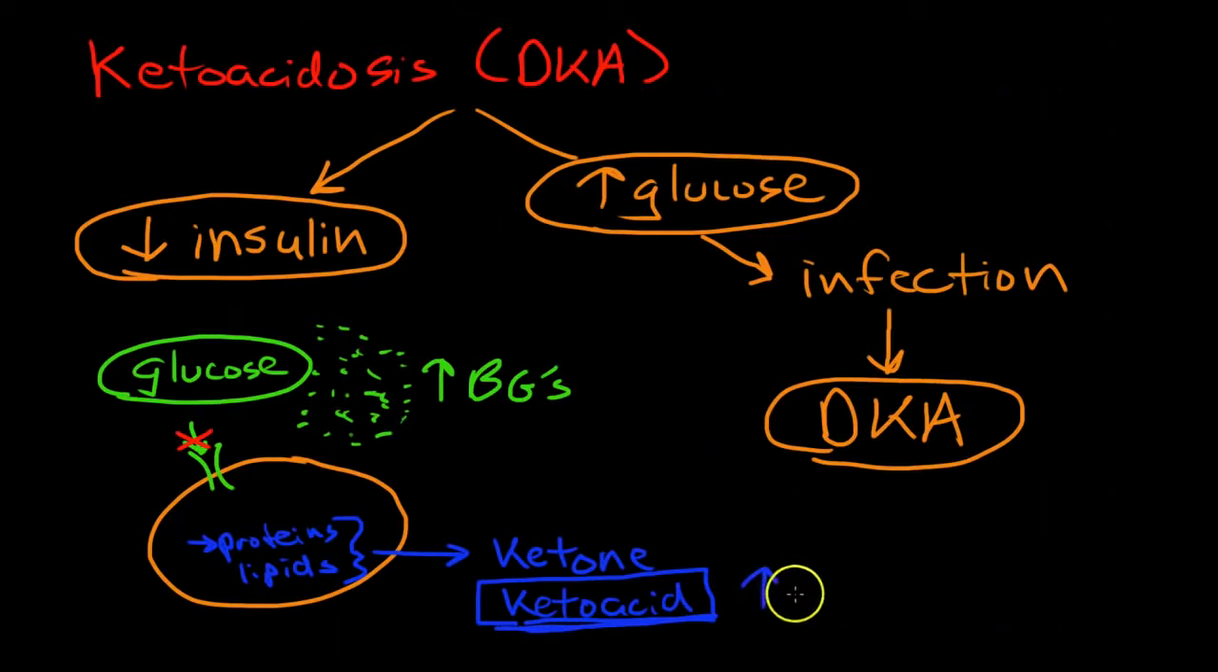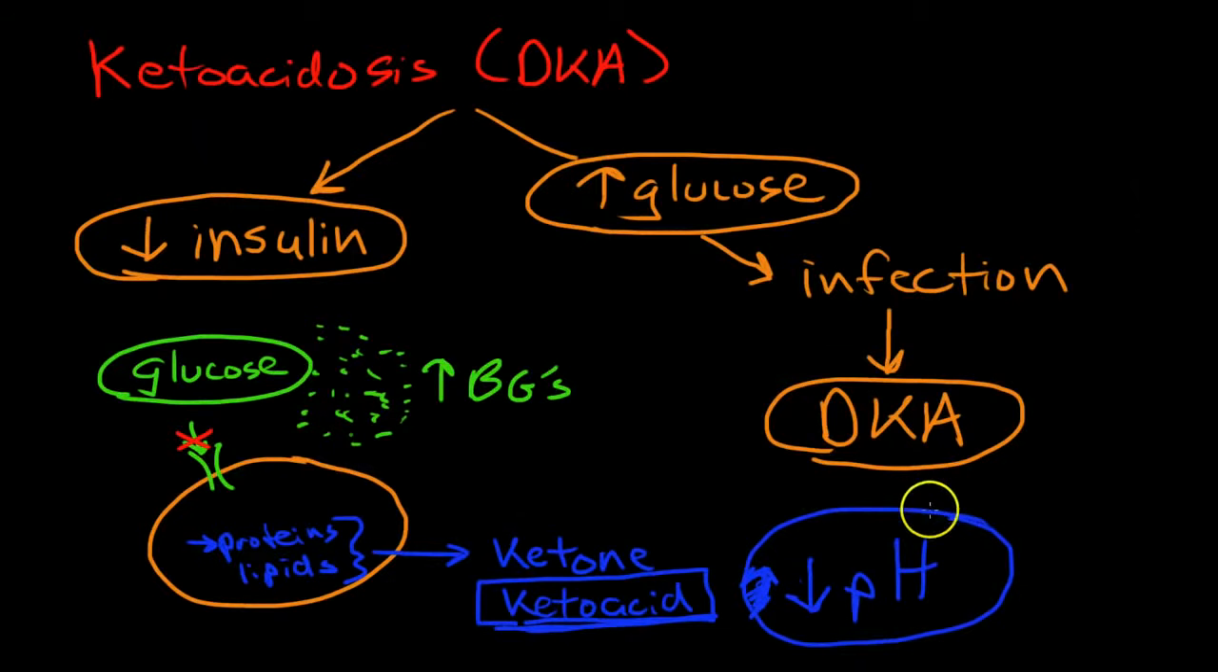So ketoacidosis is actually due in part to the development of high levels of these ketone bodies, and this will cause an increase in hydrogen ion concentration, which actually decreases pH, because pH is a negative log scale of hydrogen concentration. So a decrease in pH actually means an increase in hydrogen ion concentration, so it becomes more acidic.